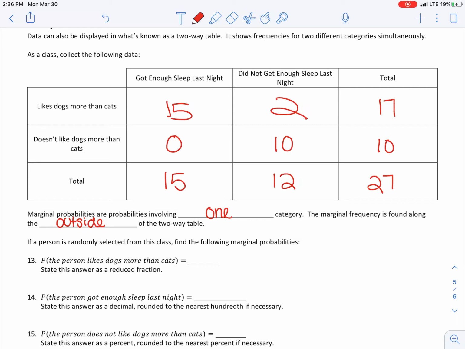Okay. If a person is randomly selected from this class, we want to find the marginal probability that the person likes dogs more than cats. So we're looking at only the people who like dogs more than cats, and there's 15 and 2 of those, so a total of 17 people. But we want to know how many that is out of. The class total for this made up class would be 27. So we have 17 out of 27 people like dogs more than cats. It says state your answer as a reduced fraction, and 17 over 27 doesn't reduce any further.